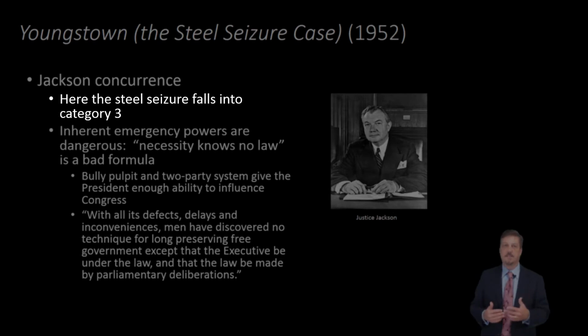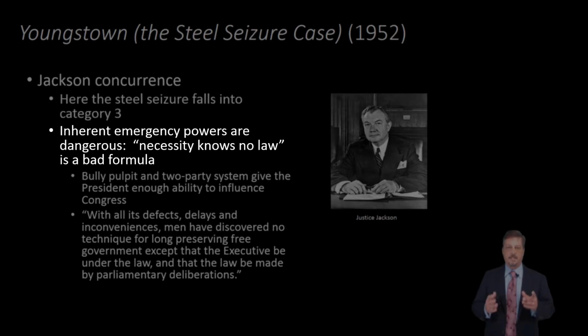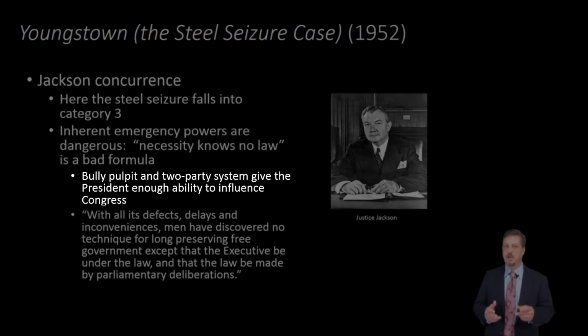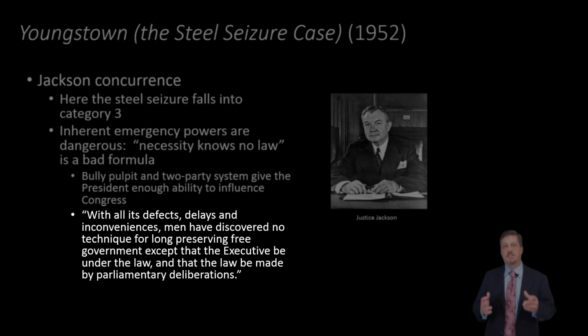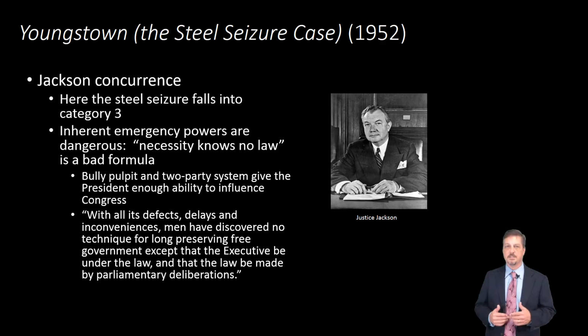In developing and applying this framework, Justice Jackson rejected the government's argument that the president's actions were justified by a general emergency or war power. The formula necessity knows no law, he said, was dangerous, and the president's ability to influence Congress through the bully pulpit of the office and through his or her role as head of one of the parties in a two-party system ordinarily should suffice as leverage. As Justice Jackson noted, with all its defects, delays, and inconveniences, men have discovered no technique for long-preserving free government except that the executive be under the law, and that the law be made by parliamentary deliberations.